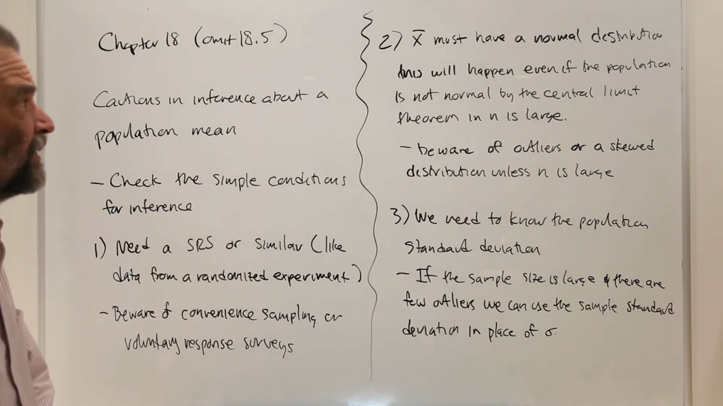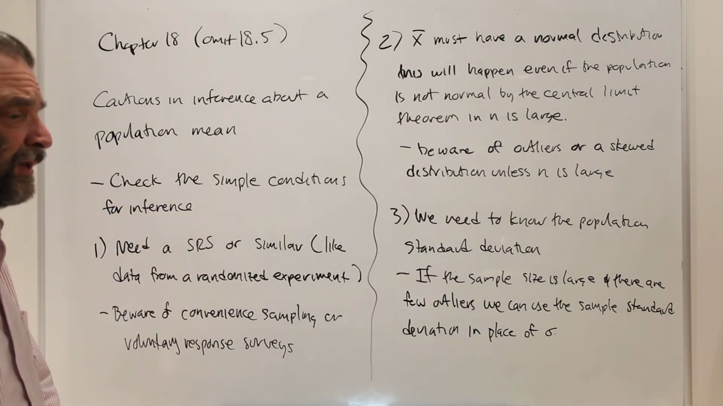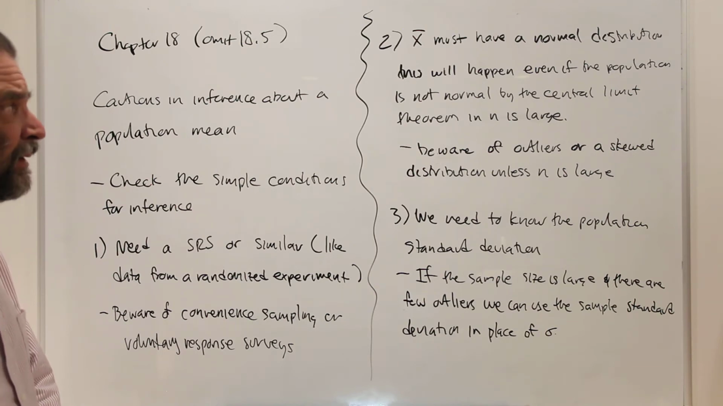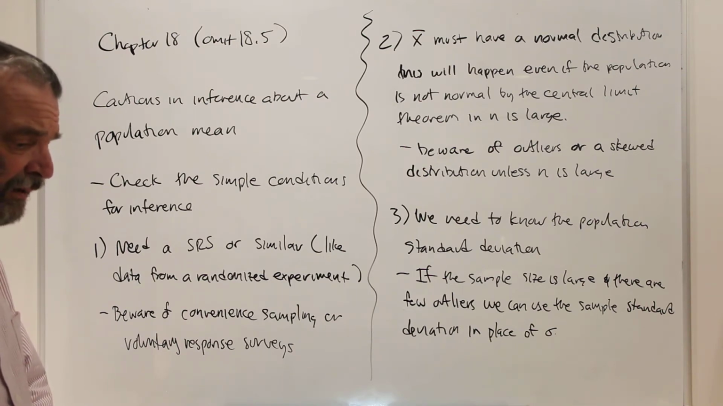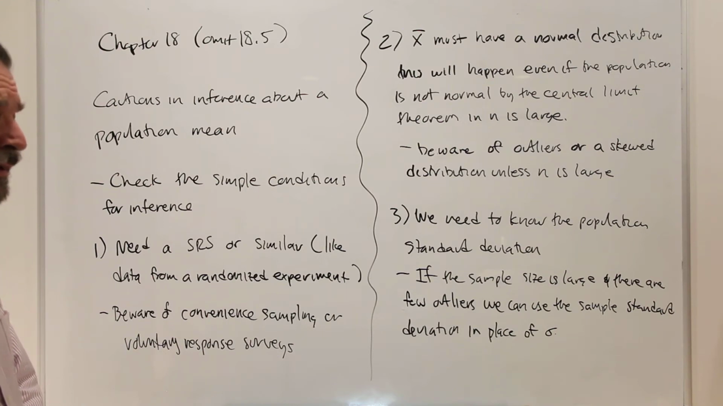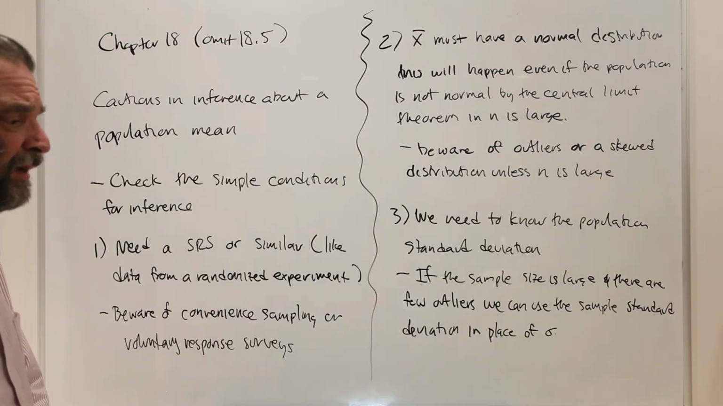The second thing is that the x bar must have a normal distribution. We've based everything on the bell curve. This will happen even if the population is not normal by the central limit theorem, if n is large. So with large n, we don't have to worry about the population being normal, so x bar becomes normal. For small n, the population has to be normal. For large n, x bar is approximately normal anyway.